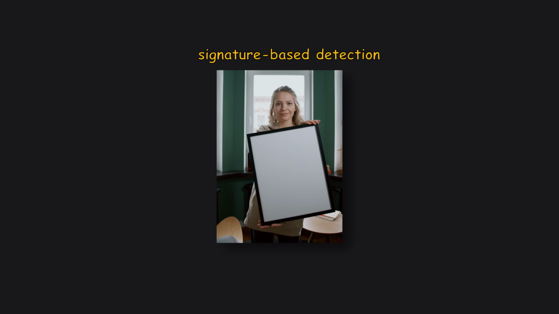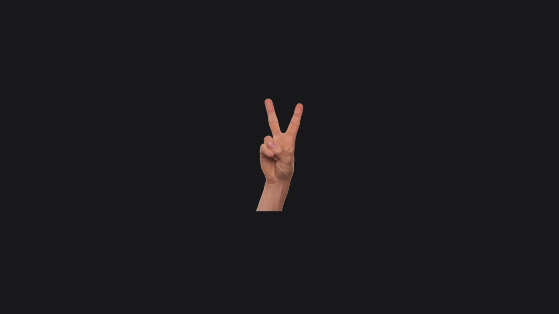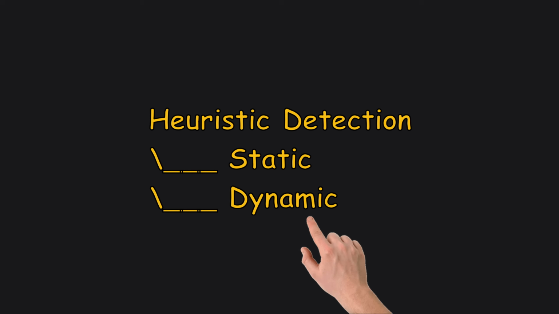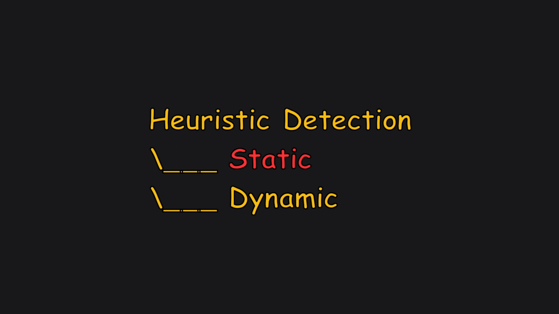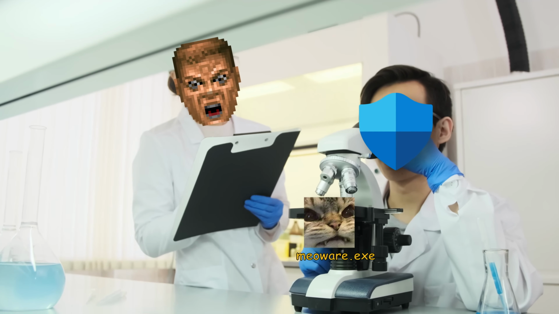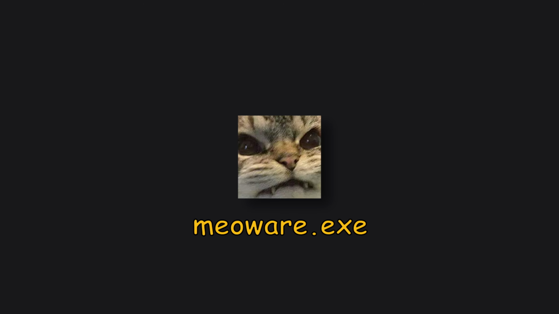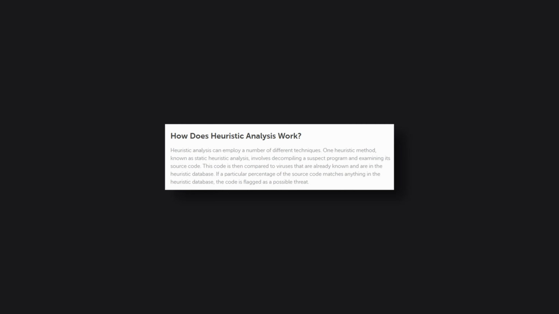So that's cool and all, but how does this work? Well, there's two ways underneath the blanket term of heuristic detection: static heuristic detection and dynamic heuristic detection. Static heuristics is a method all about file analysis. The file in question is decompiled so that the source code of it can be tested against known viruses in the heuristic database. If a portion of this examined code matches the database, then it's flagged.